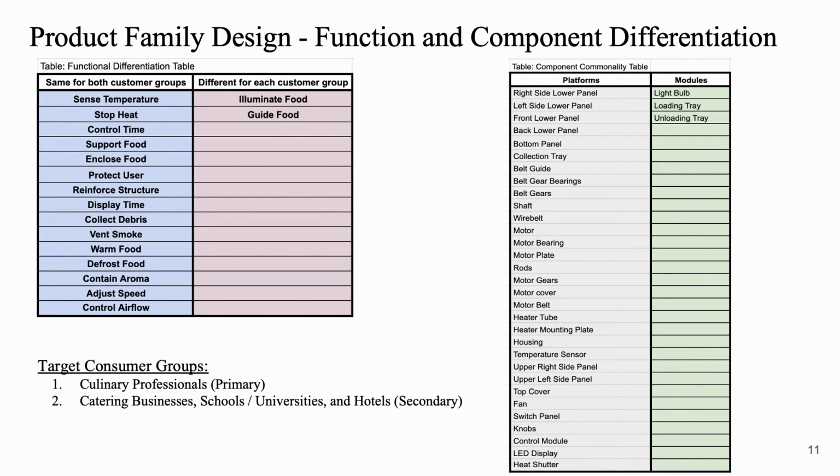So regarding the function and component differentiation, both the customer groups require basic functionality. However, the secondary customer group would be provided functions such as illuminate food and guide food with the help of component modules such as light bulb, loading tray, and unloading tray.